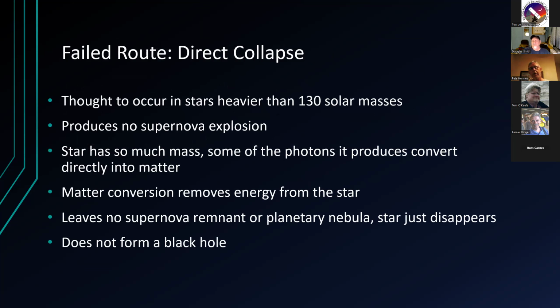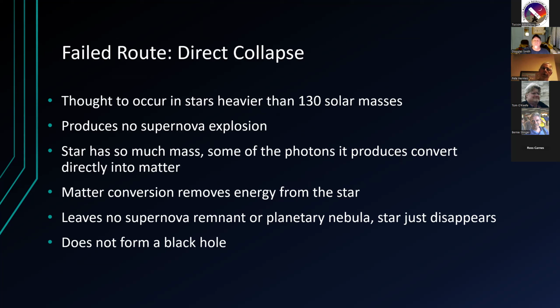The next route is, well, not really a route. It's really more of a failed black hole, but it's an interesting point on the scale where stars that are heavier than 130 solar masses will disappear. They won't have a supernova, they just vanish from the sky.